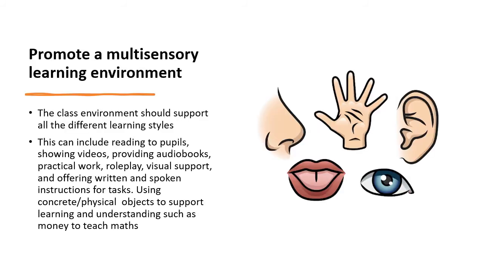Promote multisensory learning environment. The classroom environment should support all the different learning styles, including kinesthetic, visual, and auditory learning styles. The kind of activity that you can include are to read to pupils, showing videos, providing audiobooks, practical work, role play, visual support, and offering written and spoken instructions for tasks, using concrete and physical objects to support learning and understanding, such as money to teach maths.